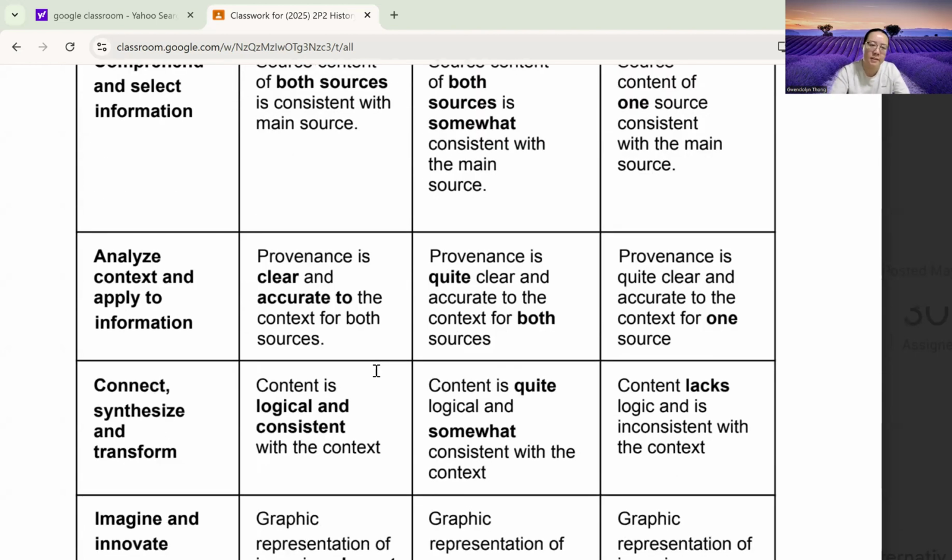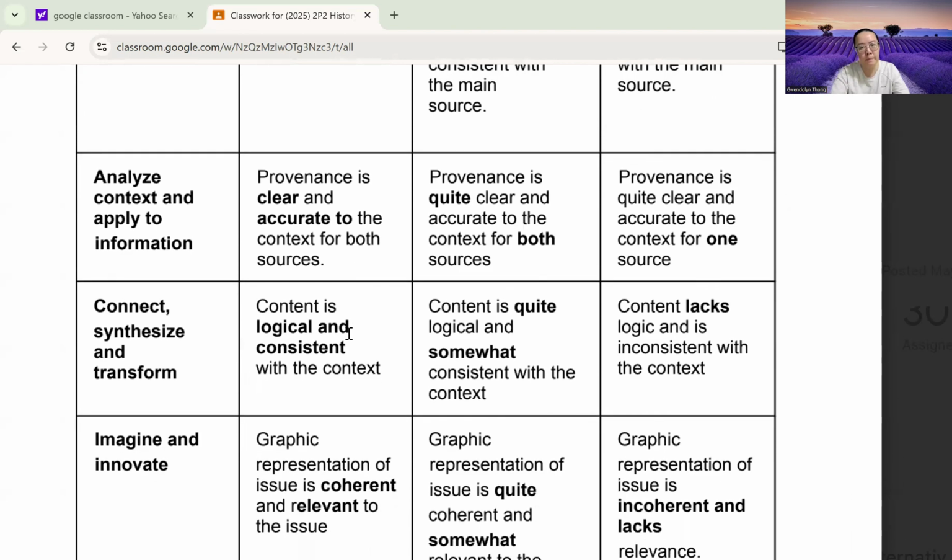Next, analyze context and apply to information. Okay, so this is when you need to write a provenance that is as clear as possible. Okay, for this, try to use 5W, 1H, right? Who, what, when, where, why, and how. Of course, it's quite short. It can't be too long, but I love the source C with Hitler in it because they managed to even incorporate a bit of sarcasm in the provenance. It's very important to include the year as well.